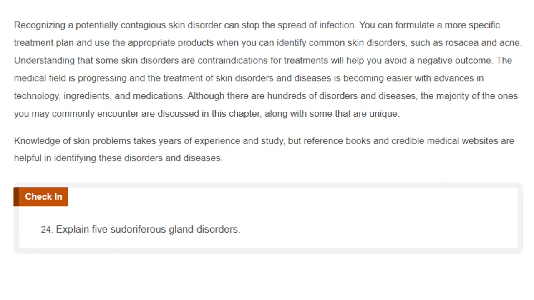The medical field is progressing and the treatment of skin disorders and diseases is becoming easier with advances in technology, ingredients, and medications. Although there are hundreds of disorders and diseases, the majority of the ones you may commonly encounter are discussed in this chapter, along with some that are unique. Knowledge of skin problems takes years of experience and study, but reference books and credible medical websites are helpful in identifying these disorders and diseases.